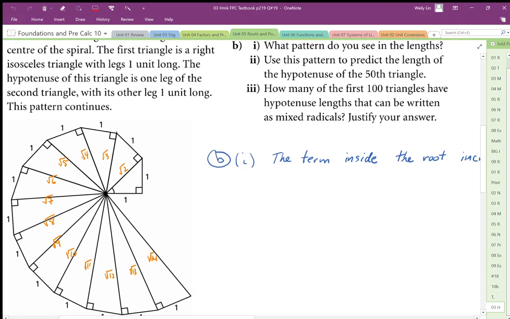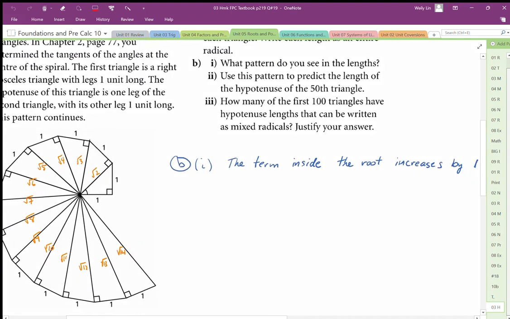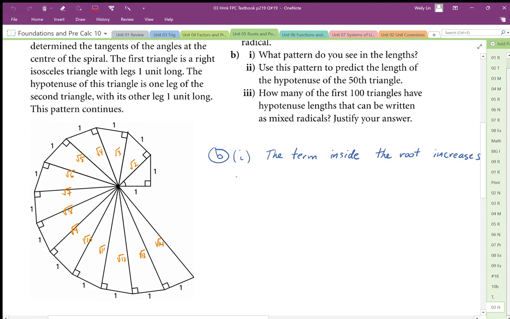So it says, use the pattern to predict the length of the hypotenuse of the 50th triangle. The pattern that we see is that the term inside the root increases by 1 for every hypotenuse. To predict the 50th triangle, we know that the first triangle is root 2, the second is root 3, the third is root 4. So the 50th triangle is going to have a hypotenuse of square root 51. It's going to be one more than the triangle number.